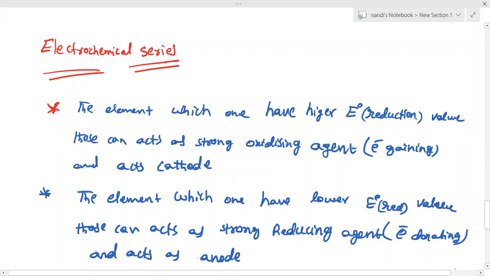Write it first: electrochemical series. In the table, all are reduction potentials. You can check the table. The element which has a higher E naught value can act as a strong oxidizing agent. Oxidizing agent means electron-gaining; it acts as cathode. Please note down this point.